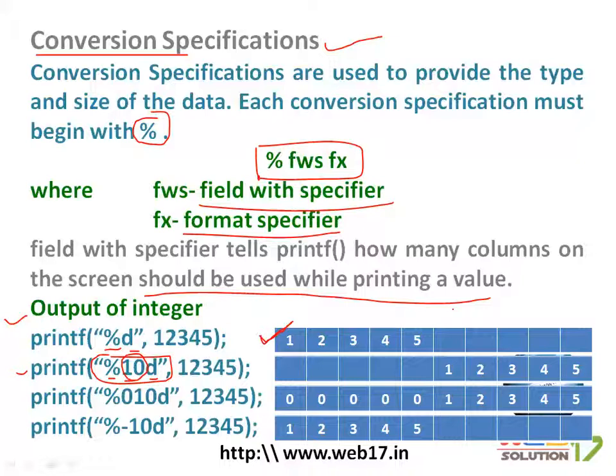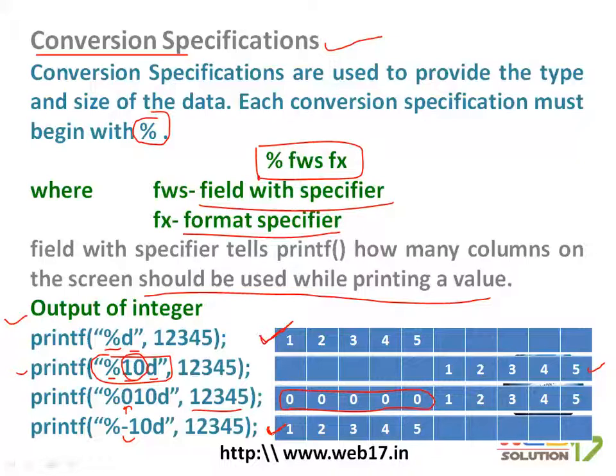When we put 0 before the column number, that is %010d, it will fill zeros before the values and print zeros in all the blank columns. When we use a minus sign before the 10, before the specification, then it will print the integer value from the left side. So this is a conversion specification. We can use it to print the data in a proper format.